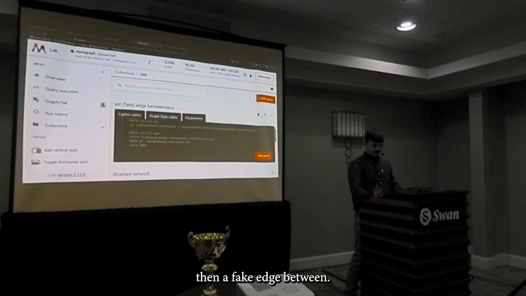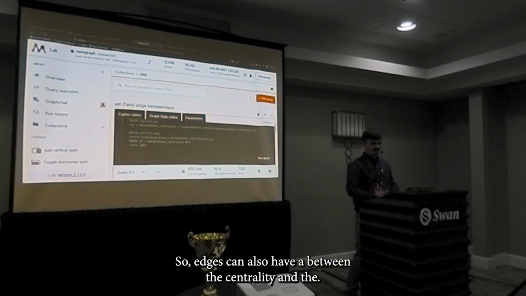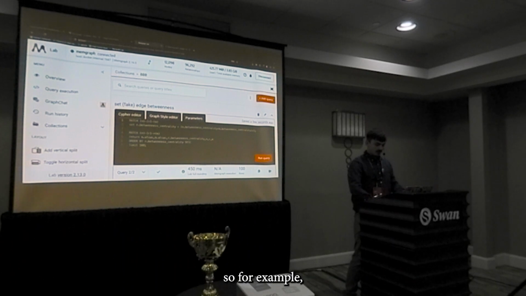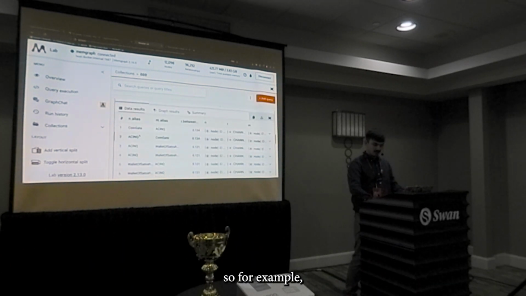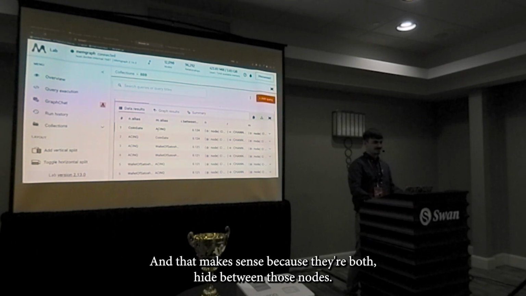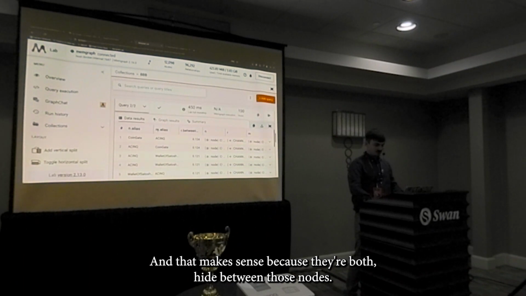Then a fake edge betweenness. So edges can also have a betweenness centrality, and it's the same concept but applied to a specific edge, not a node. So for example, channels between CoinGate and Async have the highest betweenness, and that makes sense because they're both high betweenness nodes.